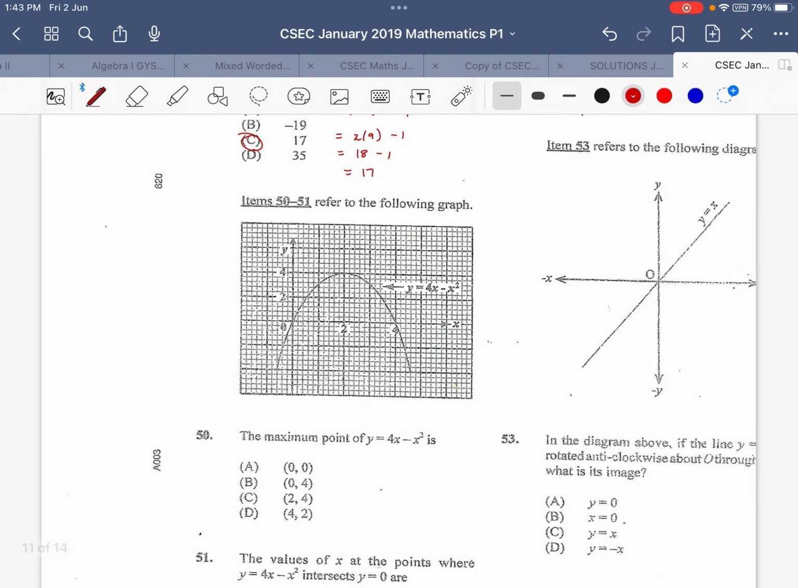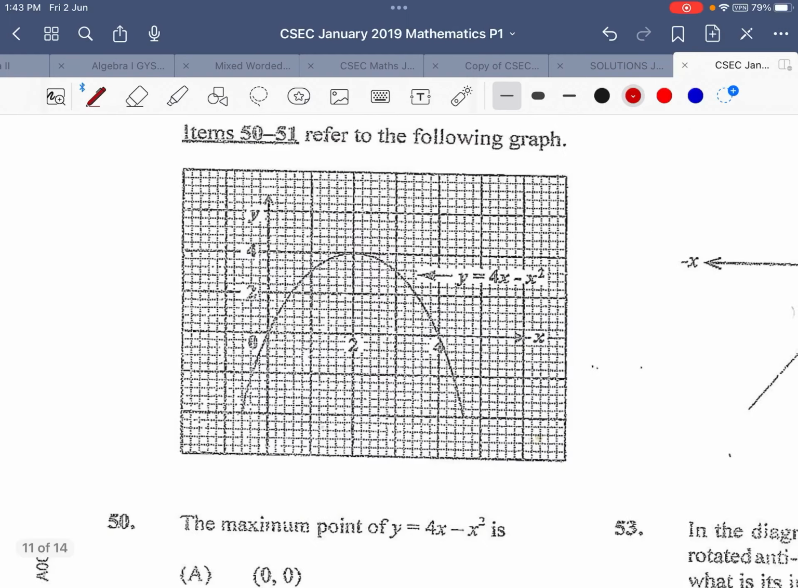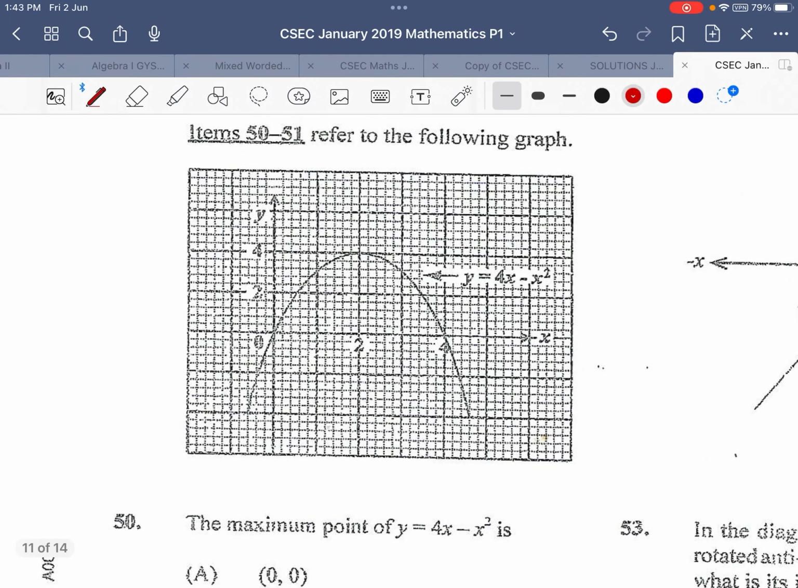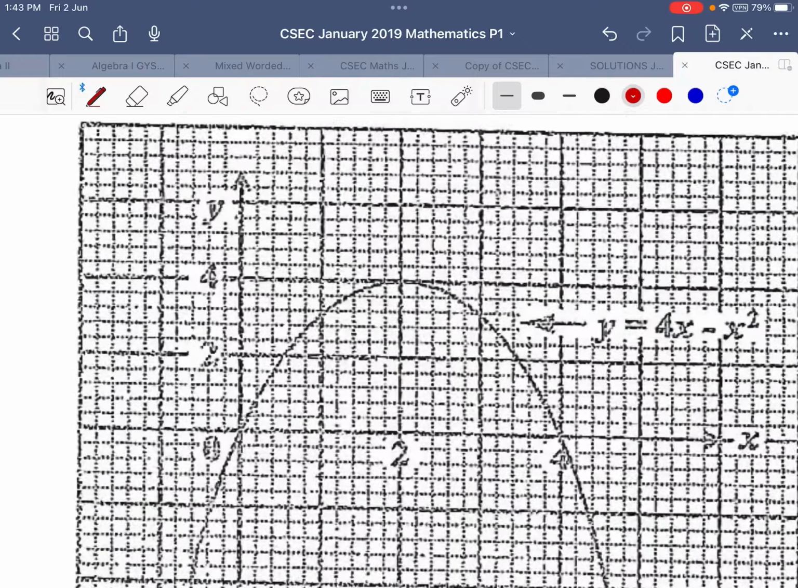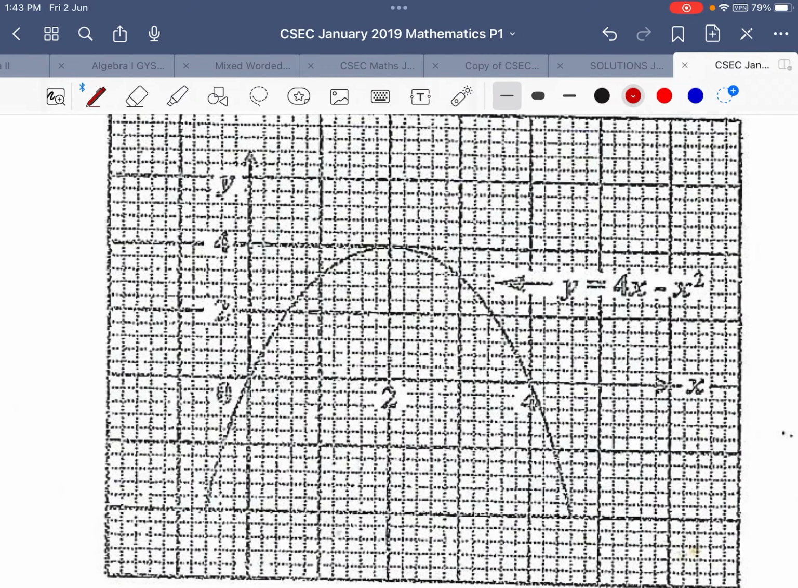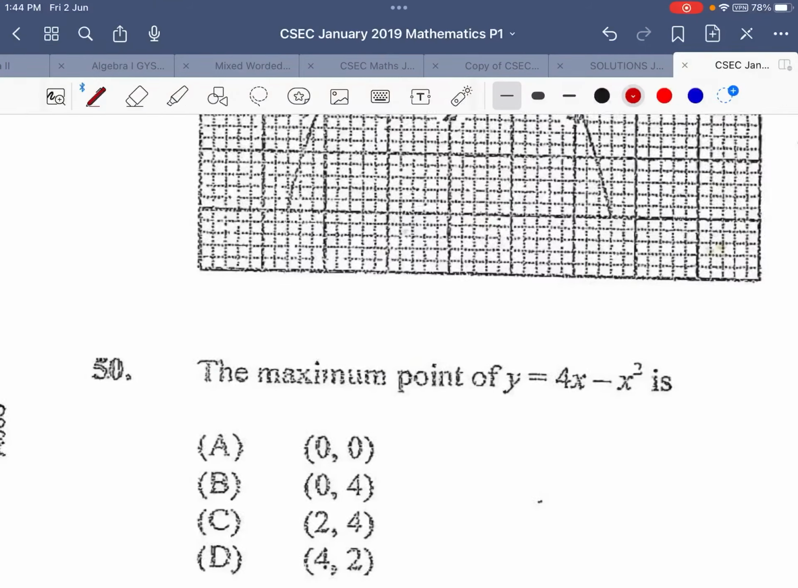Okay, numbers 50 and 51 refer to this graph. So the maximum point of this graph here would be 2, 4. Right, so where the graph peaks, 2, 4, that is the maximum point.